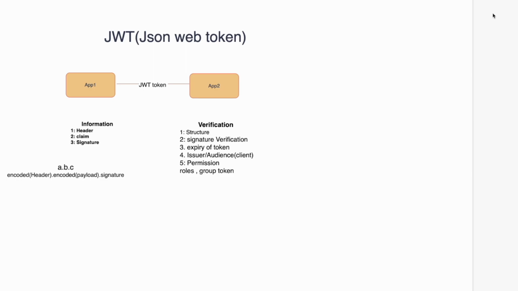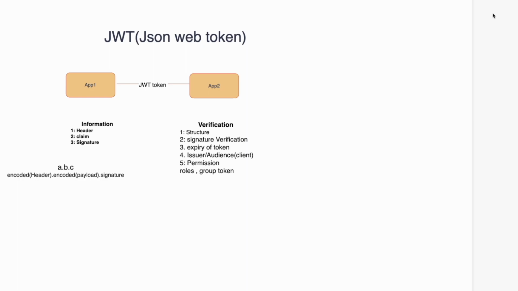Here we have two types of token. One is JWS and another one is JWE. JWS is JSON Web Signature and JWE is JSON Web Encryption. If we want to ensure that whatever information is being transferred from app 1 to app 2 should not be visible anywhere, in that case JWE is used. And when we want to be sure that the data is not being tampered, then we can use JWS, JSON Web Signature.